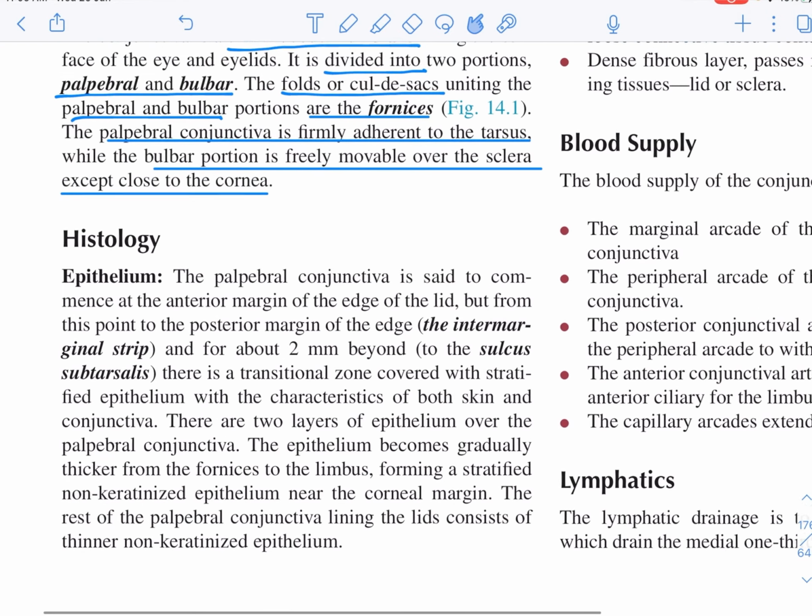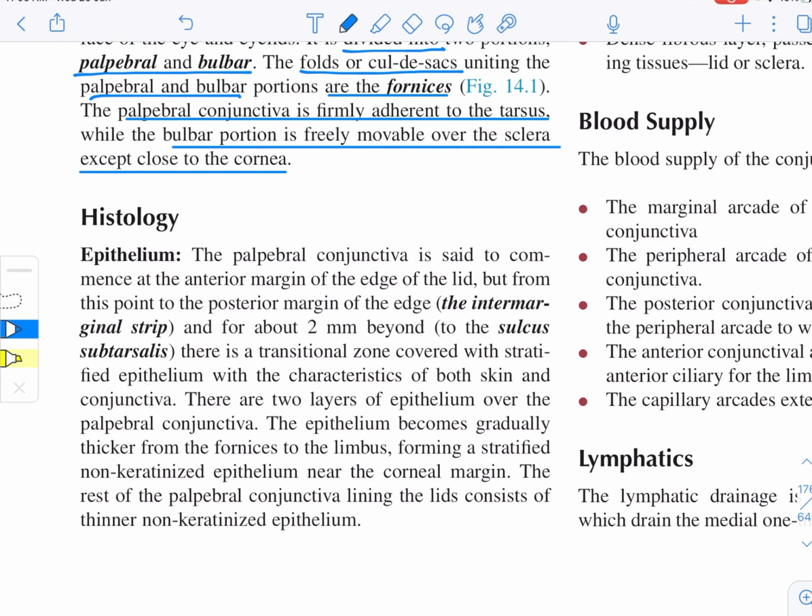Histology, we will see the layers of the conjunctiva. First is the epithelium, the outermost layer. The palpebral conjunctiva is said to commence at the anterior margin of the edge of the lid, but from this point to the posterior margin of the edge, that is the marginal strip what we call, and for about 2 mm beyond to the sulcus subtarsalis, there is a transitional zone covered with stratified epithelium with the characteristics of skin and conjunctiva.